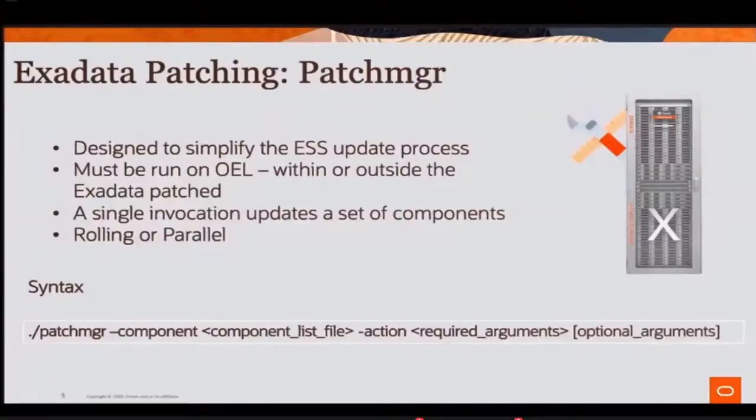Patch Manager has a very simple syntax as we see here. You invoke Patch Manager by providing it a component list file. This file contains the names of the servers against which it needs to perform the action mentioned. There is a set of required arguments that needs to be mentioned, like whether you want to do a prereq or you want to really patch the server. And then you have additional optional arguments. We will take a deeper look at these Patch Manager options later during the demos.